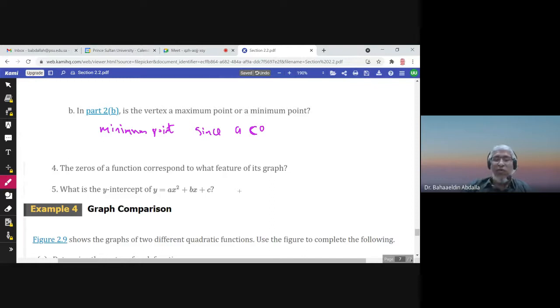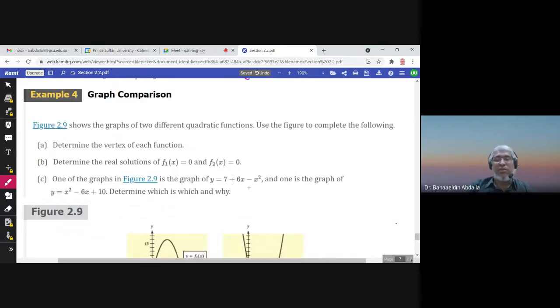The zeros of a function correspond to what feature? X-intercepts. The zeros are the x-intercepts. What is the y-intercept of this parabola? You put x equals 0, you get c. So c is the y-intercept.